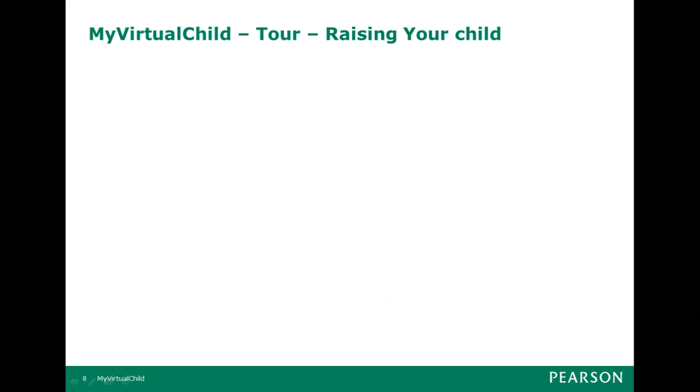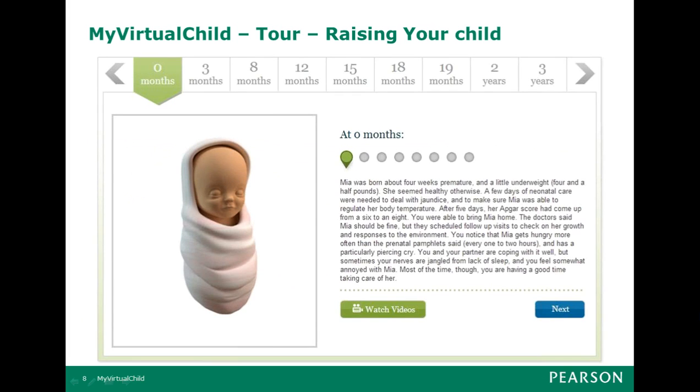So once you have done that, you've got a child. It's set, it's got its inherited traits, and from then you can start raising that child. So this is what the student would see. They'd go in and see their child, obviously starting here as a newborn at 0 months.